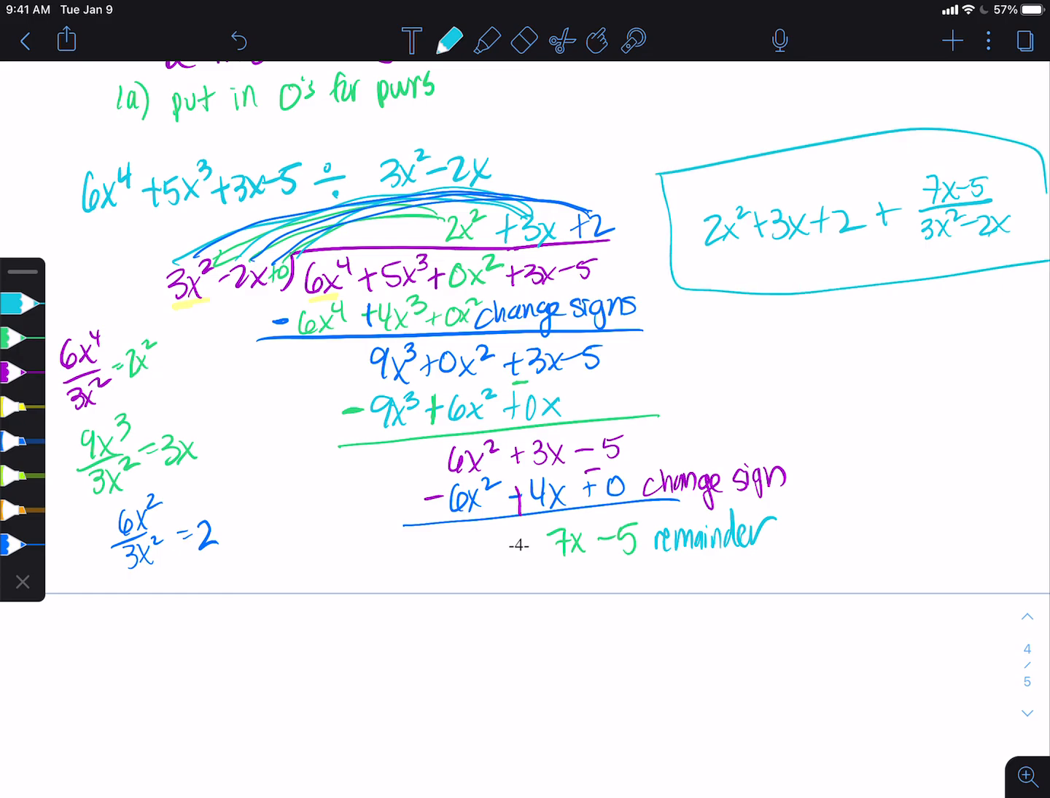Okay? So it's all about repeating that same process. So you look and see inside first term divided by outside first term. Put that up top, multiply by everything, change the signs, add straight down. Then you repeat. So inside term divided by outside term, put it up top, multiply, change the signs, add straight down. Then you keep repeating until you get to a power that's lower, and that's your remainder.